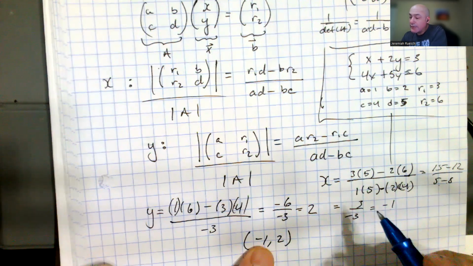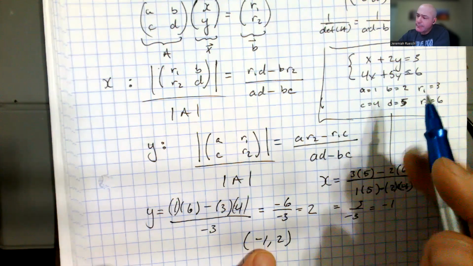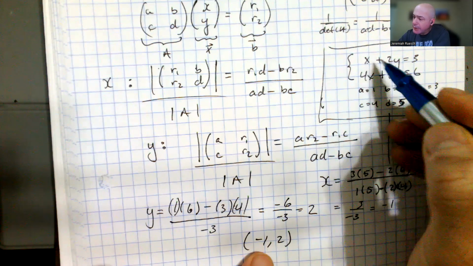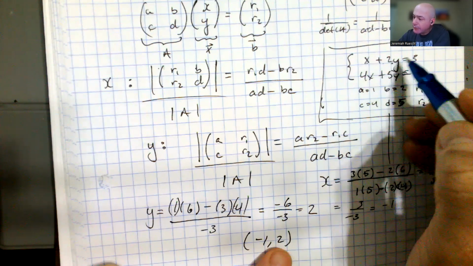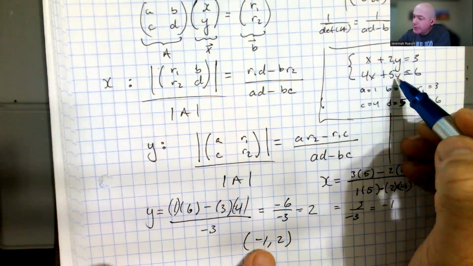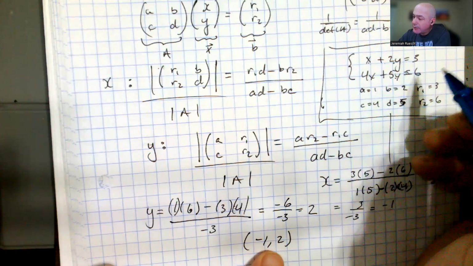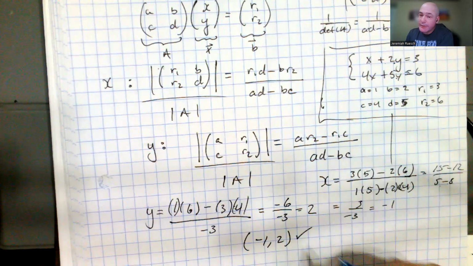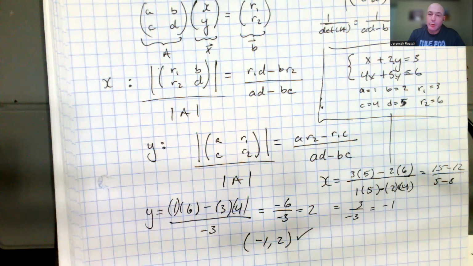Let's plug it in just to see if it works out. Okay, so up here we have negative 1 plus 4 gives us 3, check. Negative 4 plus 10 gives us 6. Okay, so that is indeed the solution, and that is what we were hoping to find.